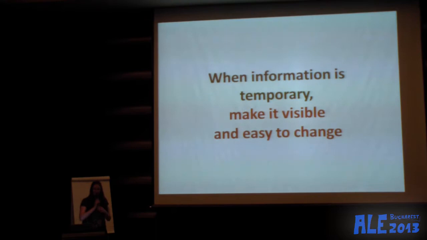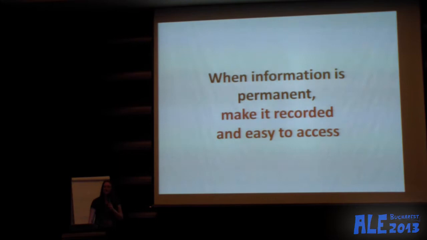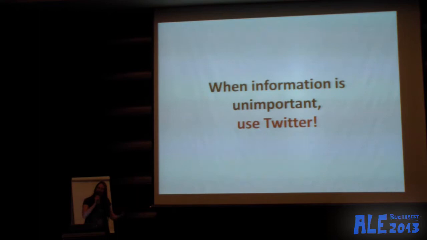When information is permanent, it doesn't need to be so visible because it's not changing so fast, but make it easy to access. Put it on a wiki. Don't put it in email. If you put it in email, the next person who's new on the project will not be able to access it because they didn't get that email, right? So put it on a wiki. And if it's not important, then you get to use Twitter.